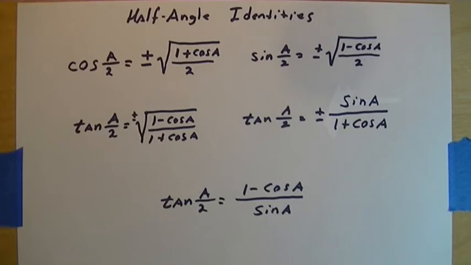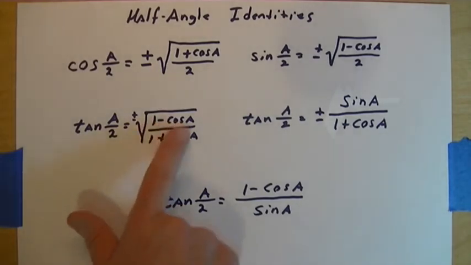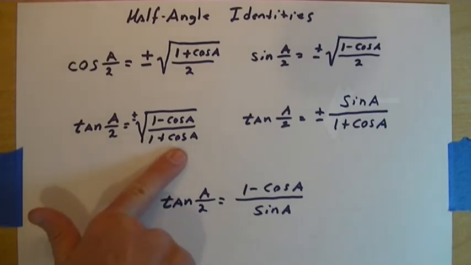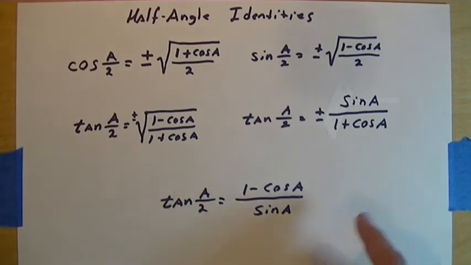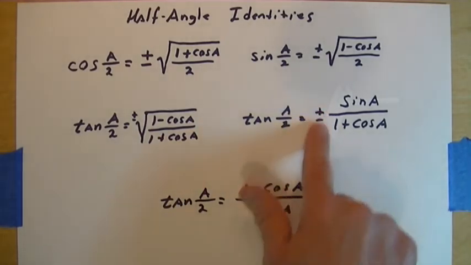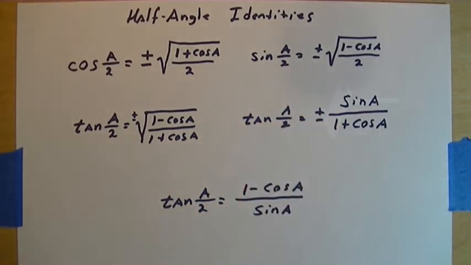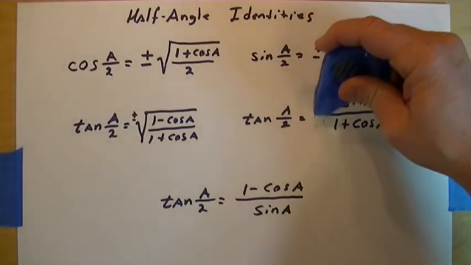And again, you got three different variations on the tangent. They're very similar. One has the radical and both the 1 minus cosine and the 1 plus cosine. And then you get rid of the radical altogether. You don't need that plus or minus here. Okay, we'll just take care of that.